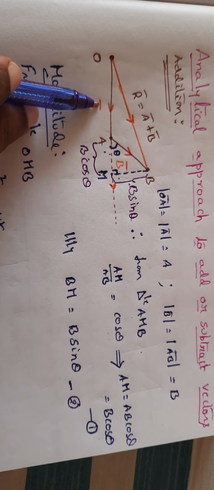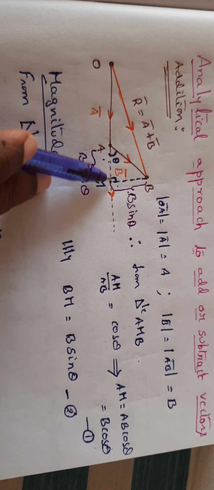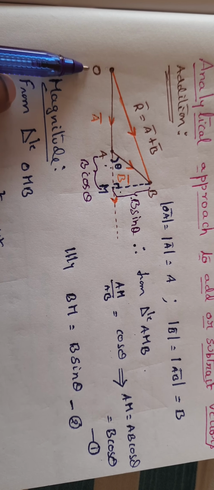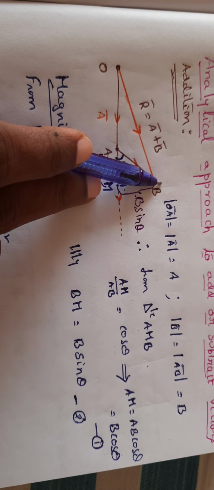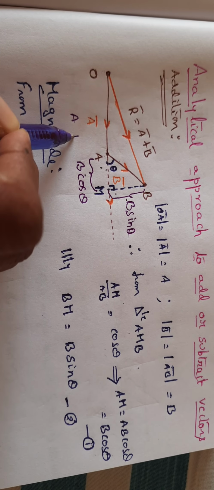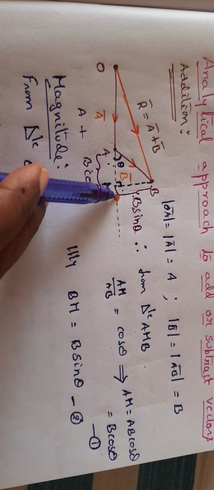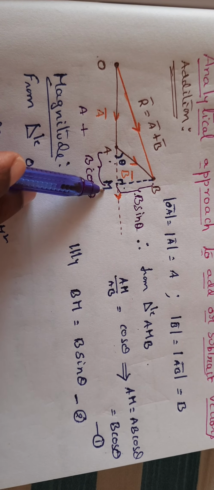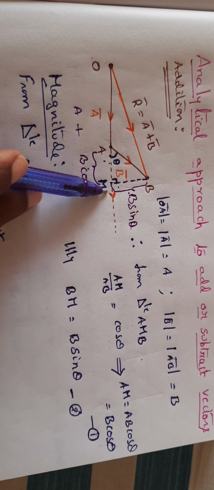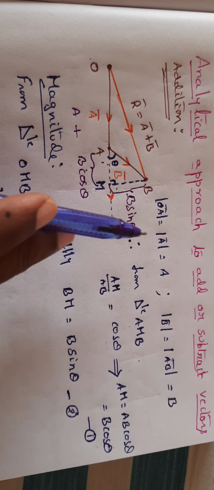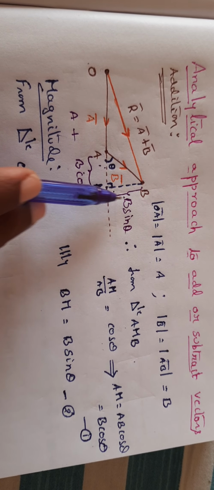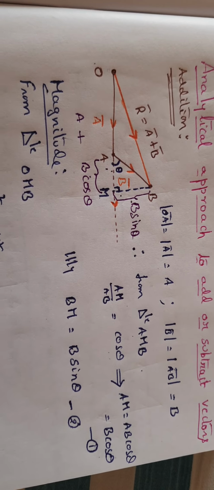Now we know the value of this, and this one also we know because OA is equal to A. So we know the values of these two sides of this bigger right angle triangle which is defined between OM and B. Yes, absolutely right. So now, this particular side, it is OA plus AM, that is A plus B cos theta. And this side is B sin theta. Now it is very easy for us to find out this hypotenuse because you have the other two sides of the right angle triangle.